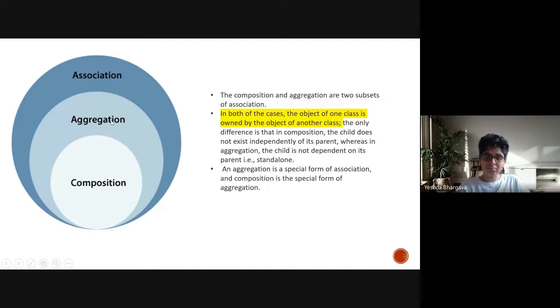So normally, it is very easy to get confused between aggregation and composition, but in both the cases, the objects of one class are owned by the object of another class. But the only difference is that in composition, the child cannot exist independently of its parent. For it to have any sort of identity, it has to be a part of the parent. Whereas in aggregation, the child can be standalone from the parent also. So that's the main relationship. So aggregation is a special form of association and composition is a special form of aggregation.